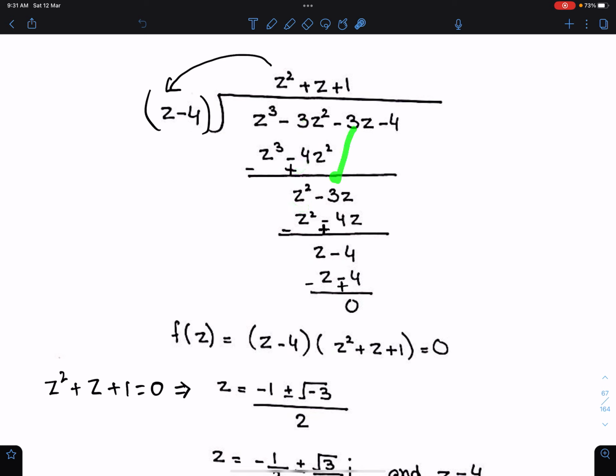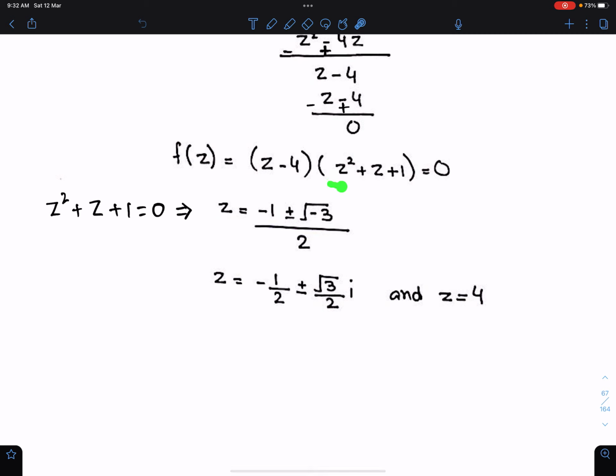Copy this negative 3z here and repeat the process. And we must get 0 here. The remainder must be 0 because this is the factor of this equation. Now we have got the quadratic factor of this equation. So this is the linear factor and this is the quadratic factor, and we need to solve this equation.